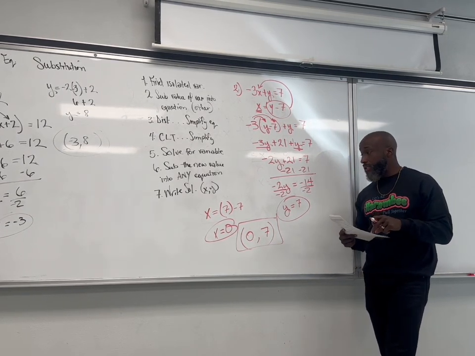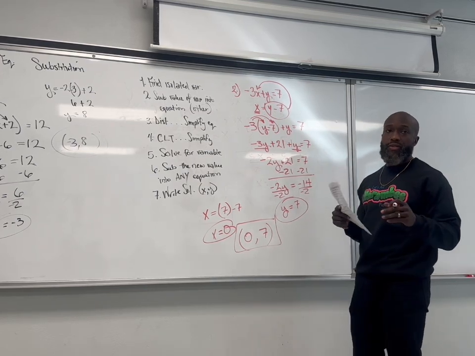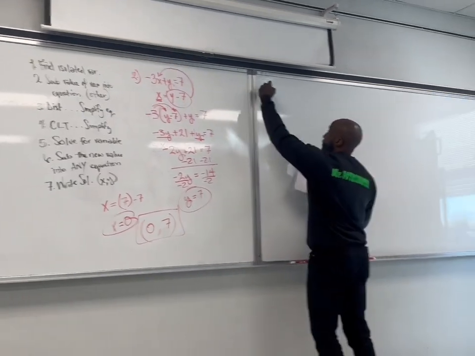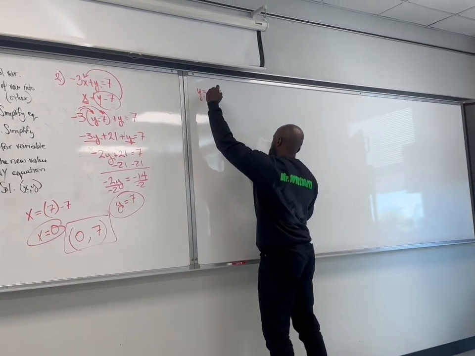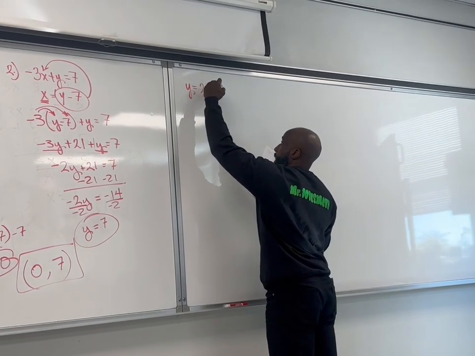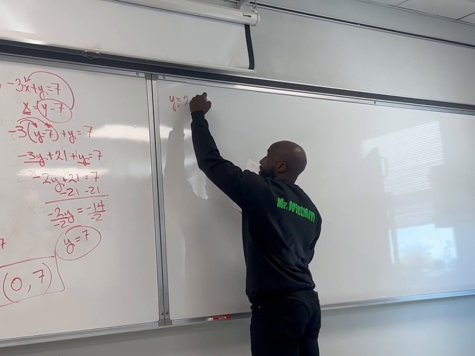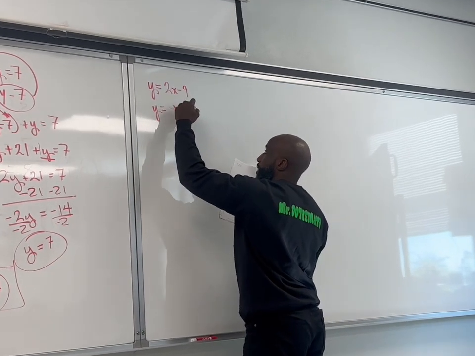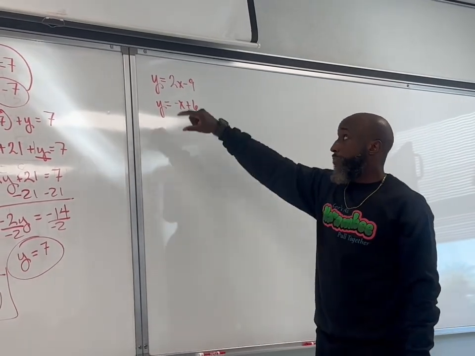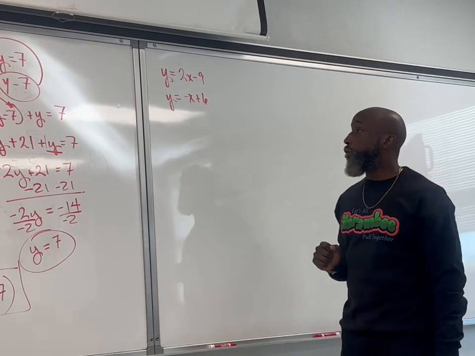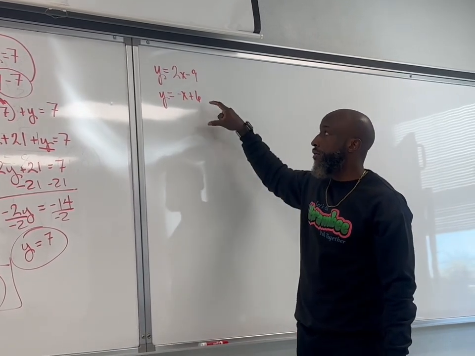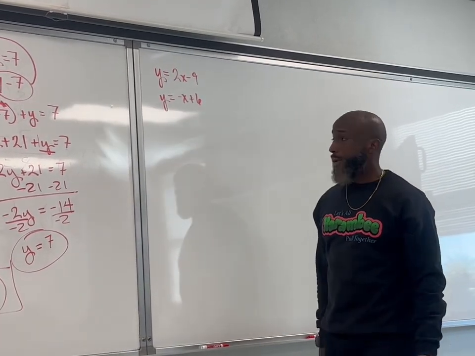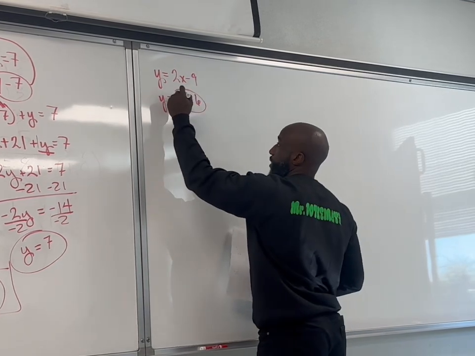All right, so let's look at this fourth one, because this fourth one looks different than the other ones, because this fourth one has both problems equal to y. So you got y equals 2x minus 9 and y equals negative x plus 6. All right, so look, both of these are isolated. And so what we can do is we'll just take one of those and put it on the other side of that y. Okay, so we'll put this there.